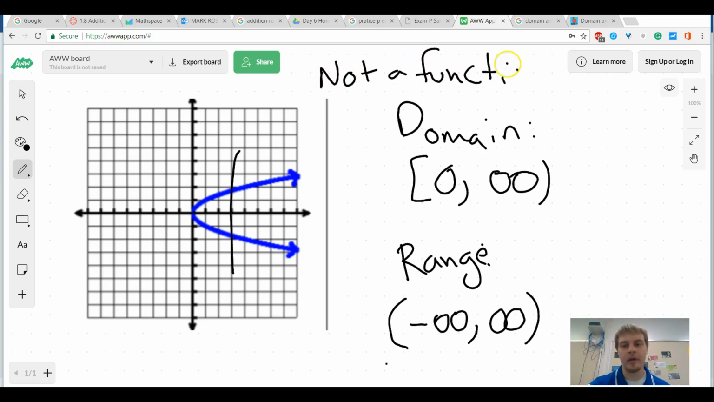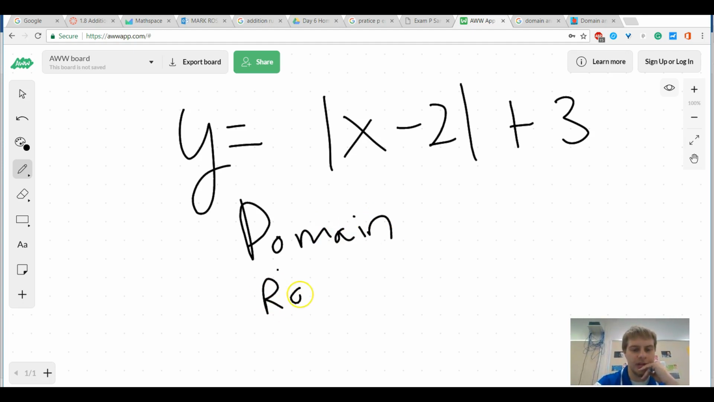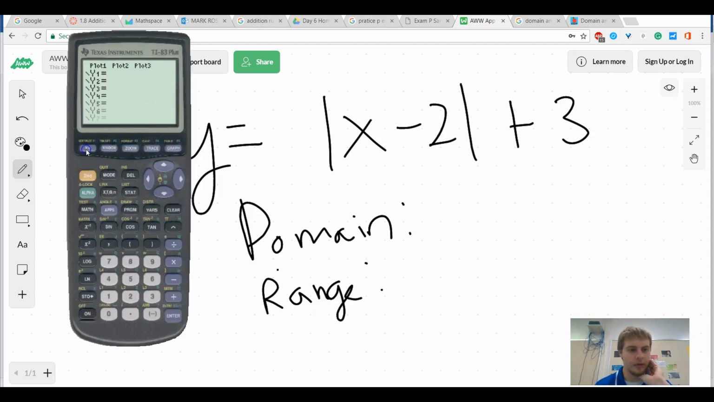Okay. Let's do one example where we have to use the graphing calculator. So in this one, we're going to use the graphing calculator and we're going to try to find its domain and range. So this time we don't get the nice picture, but we're going to have to find the nice picture, which shouldn't be too bad. So we're going to go to this right here. We're going to go to y equals, and we're going to plug this in.